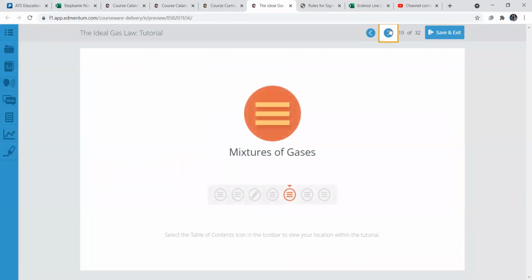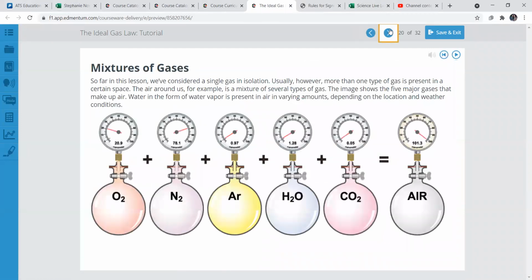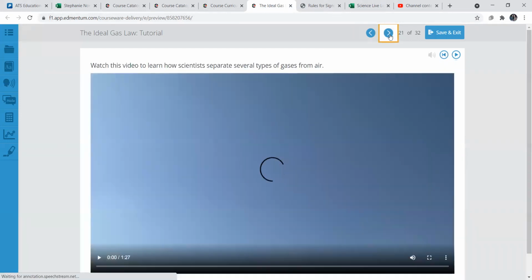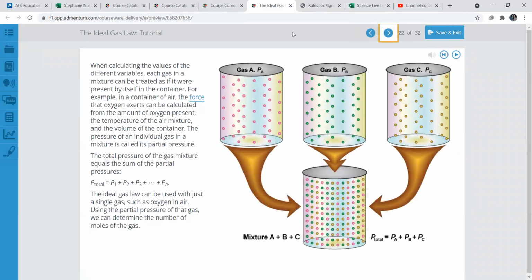Mixtures of gases. This is just showing you different gases. We have oxygen right here at the end and the components right here. This is the composition of the air around us. We add water, add carbon dioxide, and that equals air. Okay, I'll let you do these videos. This just shows force. Again, force is a push or pull on an object.